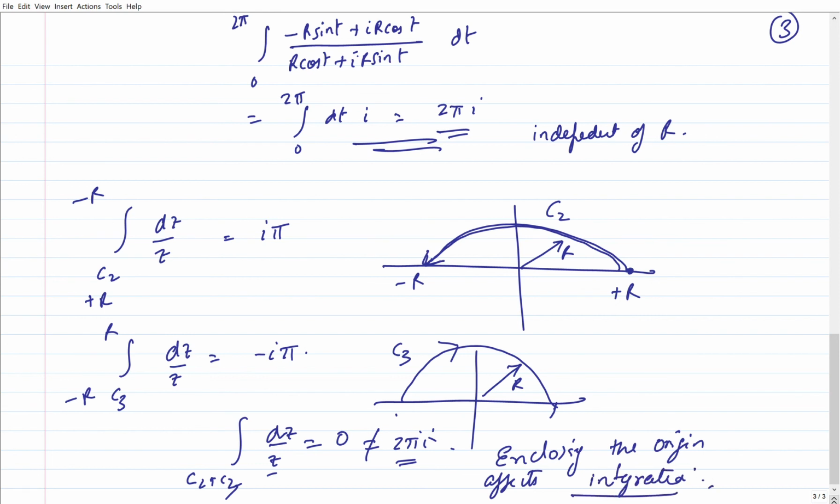So in the next lecture, we are going to see Cauchy's residue theorem and shortcut ways to do contour integrations.